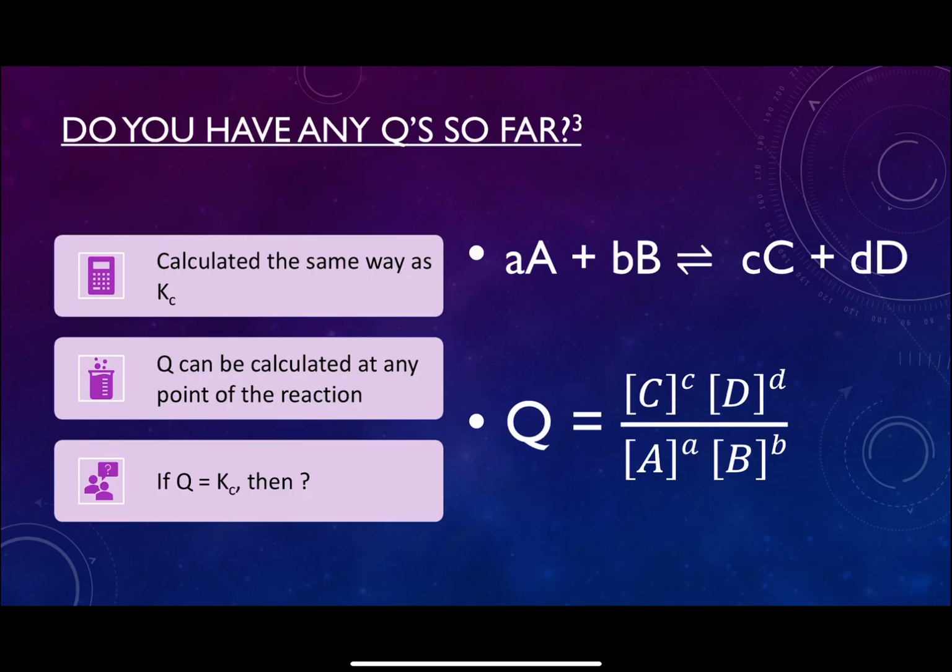Now another player in this equilibrium game is the equilibrium quotient, represented by the variable Q. Now Q is calculated the same way as Kc, so when given this equation, this is how Q is calculated. Q can be used to determine the direction that a reaction is going to shift. It's like a little chemistry fortune teller.